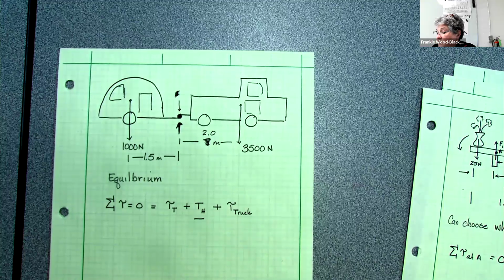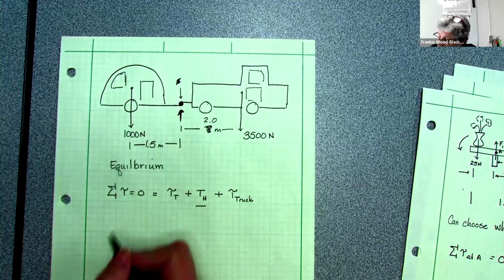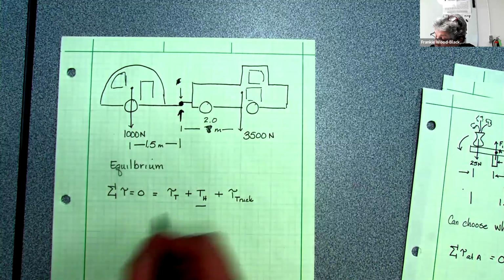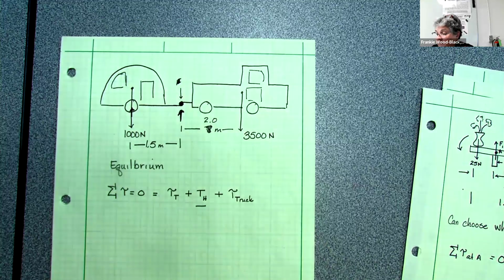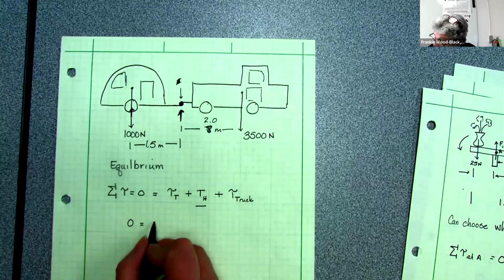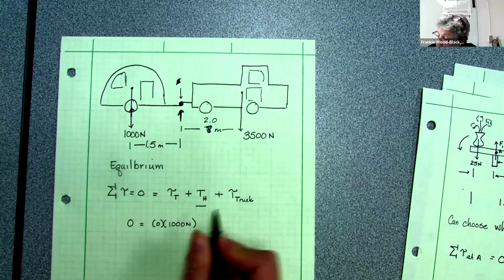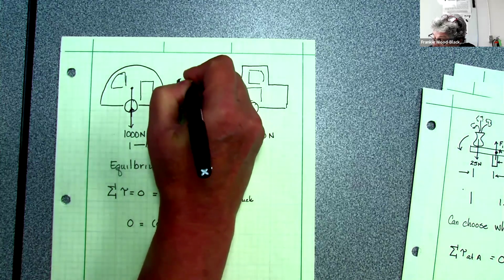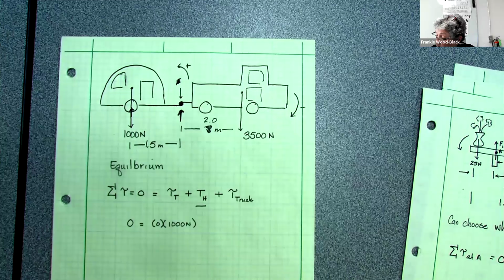Well, that's going to be kind of interesting because depending on how I do my rotation, I may not be able to find that force. So let's do it this way. We're going to do a rotation around this point, around the trailer. So I'm going to get 0, and my trailer is going to be at 0 times my 1,000. This is going to want to cause my rotation to go that way, so that's going to be positive. This is going to want to cause my rotation to go that way, so that one's going to be negative.